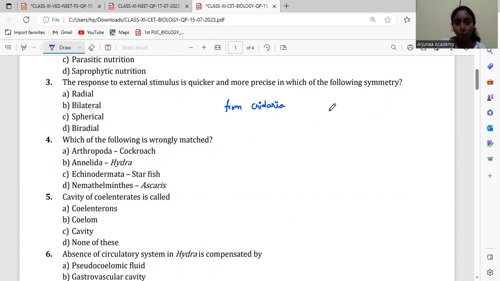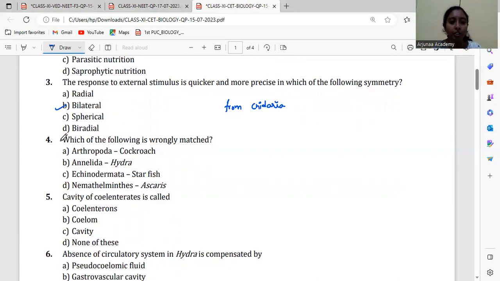But when we go to the higher phyla, from Platyhelminthes to the higher phyla, the nervous system goes on improving. The complexity increases, right? So when the complexity increases, the response will be quicker. And if we see the symmetry of those higher phyla, it will be bilateral. So the answer is B, bilateral symmetry.